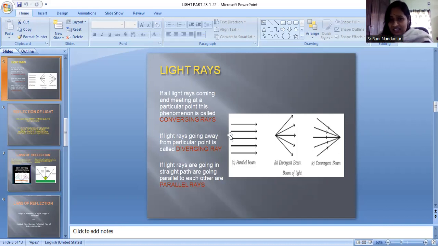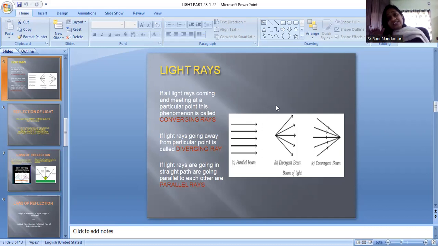You can see here the ray. This is the representation of the ray. How is the ray represented? The representation of a ray is a straight line with an arrow mark. This is a ray. Right? Light always travels in the form of a ray. So here are the light rays.